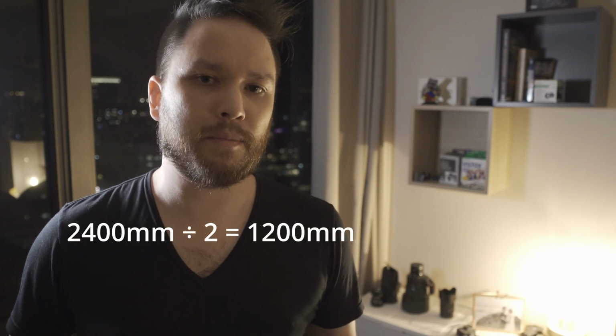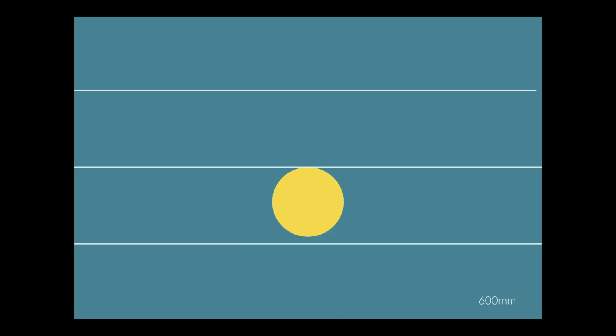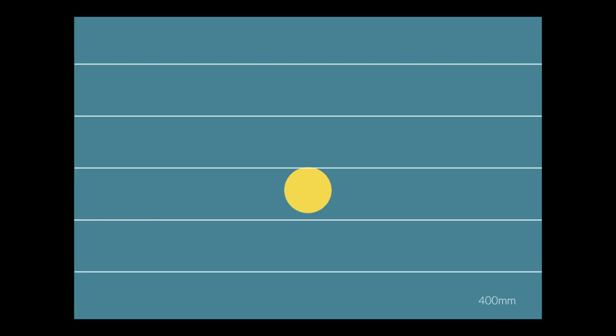So if we were to halve that number, 2400 millimeters, and get 1200 millimeters, at 1200 millimeters that would also reduce the size of the sun in our image by about half. So 1200 millimeters would give us about half of the frame. And if we were to halve that again to 600 millimeters, we would end up with a sun that takes up about one quarter of the height of the frame. And since I'm using a 400 millimeter lens, 400 millimeters is 1/6 of 2400. So the sun would actually take up about 1/6 of the height of the frame.